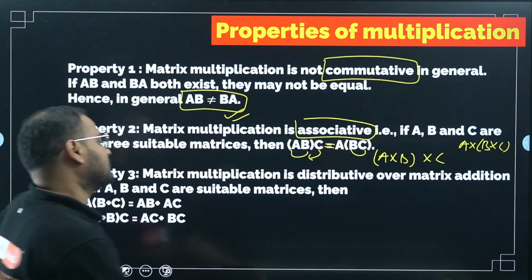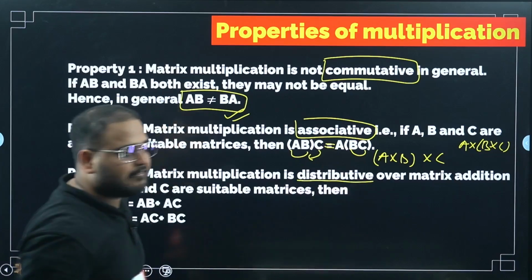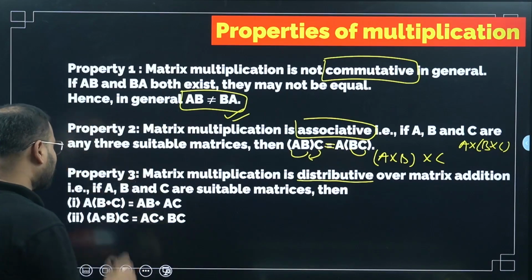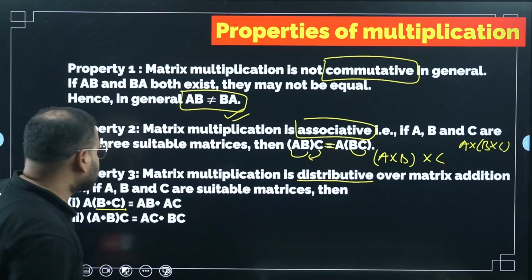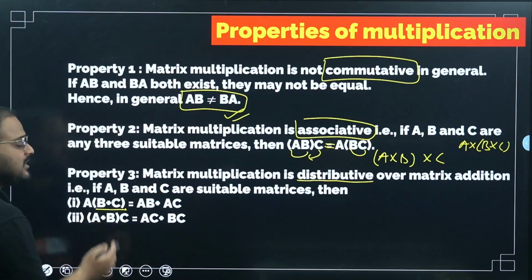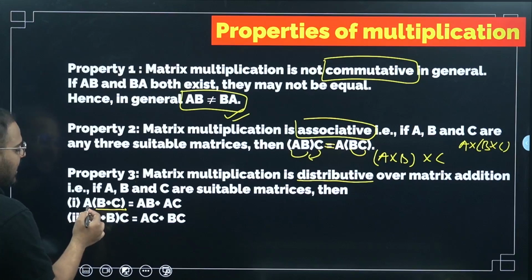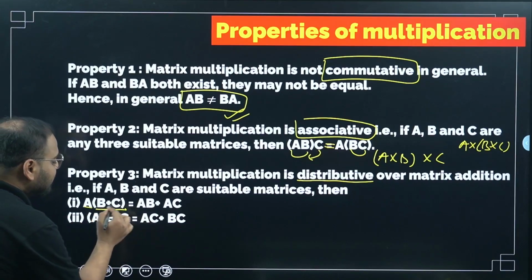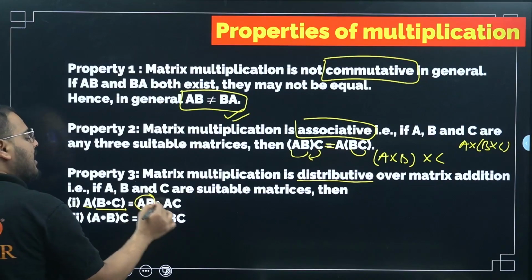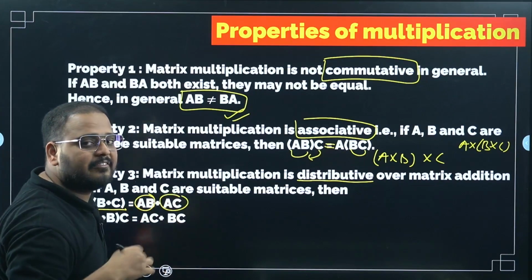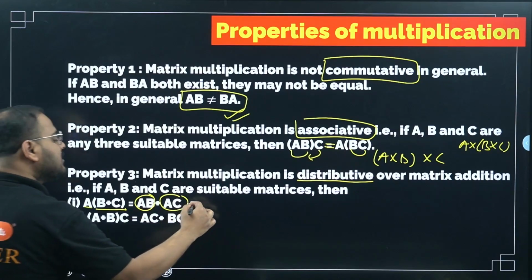Also, it works on the distributive law. It means if I'm using addition and multiplication like this, A times (B plus C), then yes, it is true. A times (B plus C) is correct. First I add the two matrices B plus C and multiply A with it, or I multiply AB and AC separately and then add. That also will give me the same result.